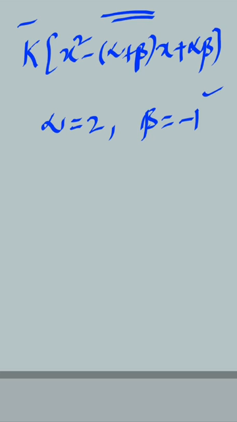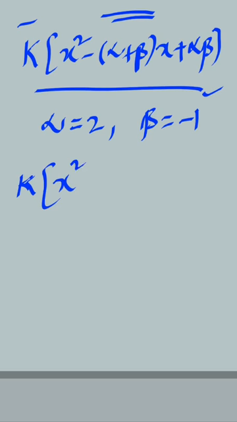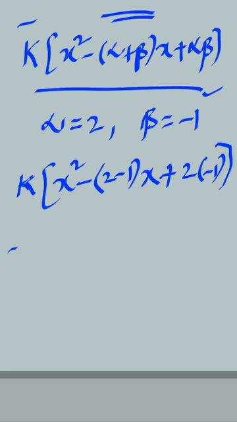For that, just simply substitute these values in the given equation. So the k value we don't know; finally I'll tell you what the k value is. And here x square, one variable we have to take, that is x square, minus alpha plus beta. Alpha is 2 plus beta, which is -1, into x, plus alpha into beta, which is 2 into -1. Substitute the values. Then again x square, here 2 minus 1 is 1 only, so minus x, and 2 into -1 is -2.